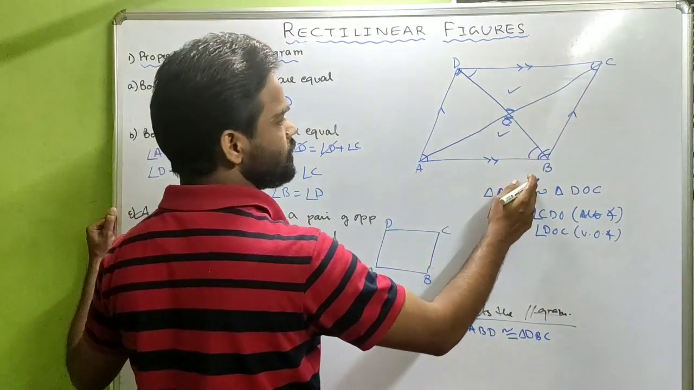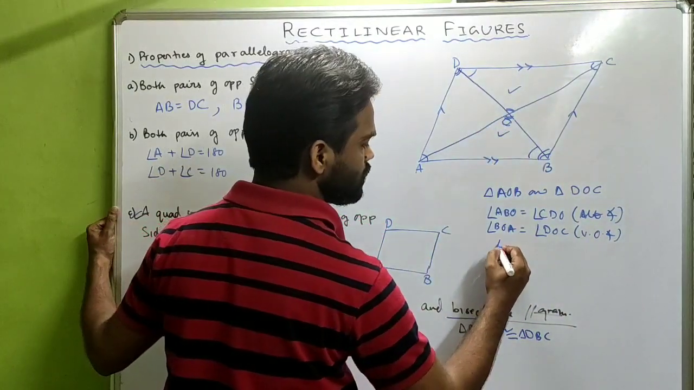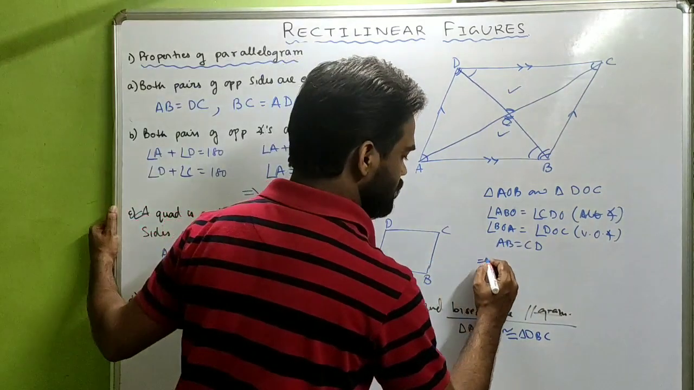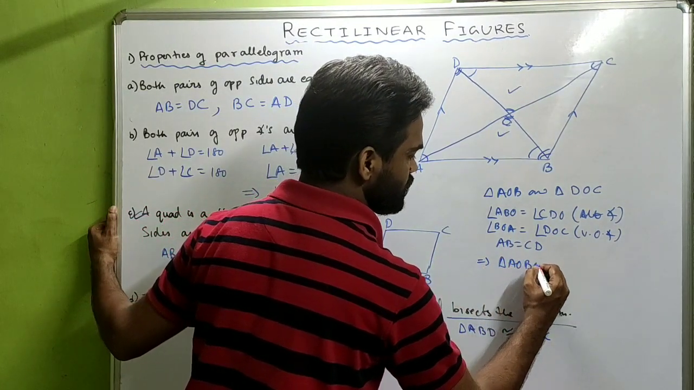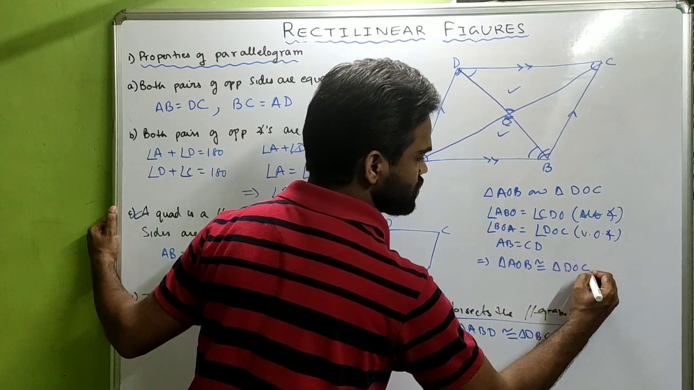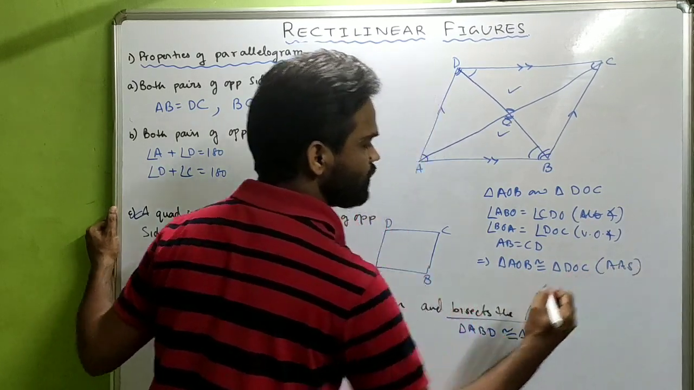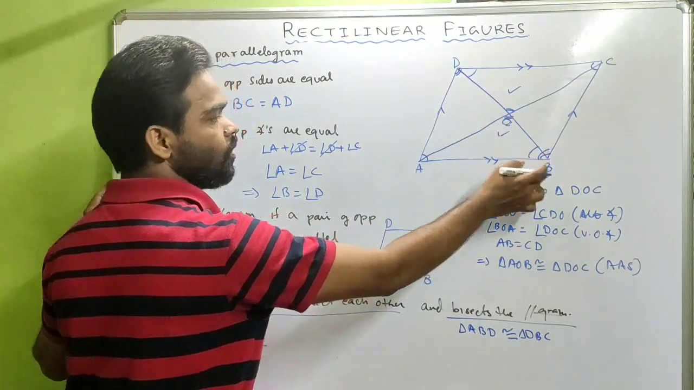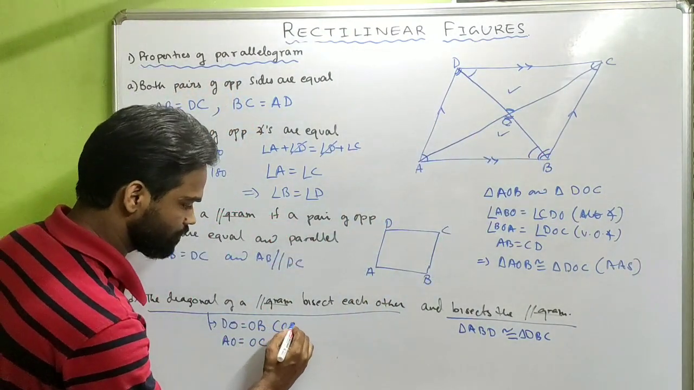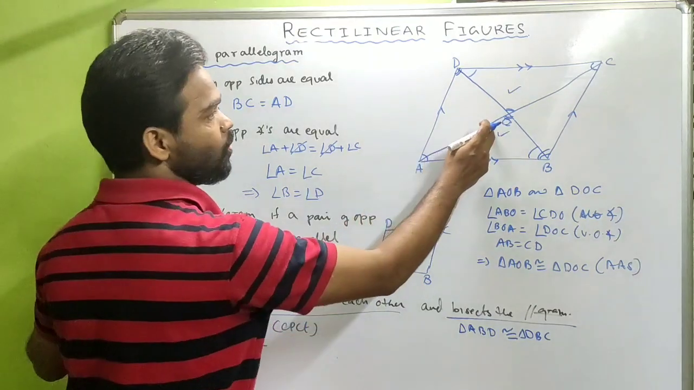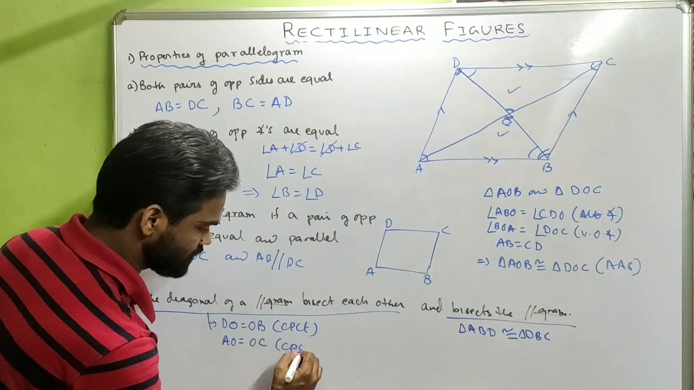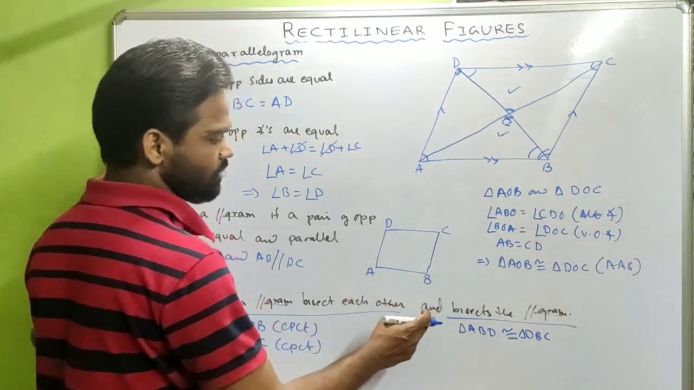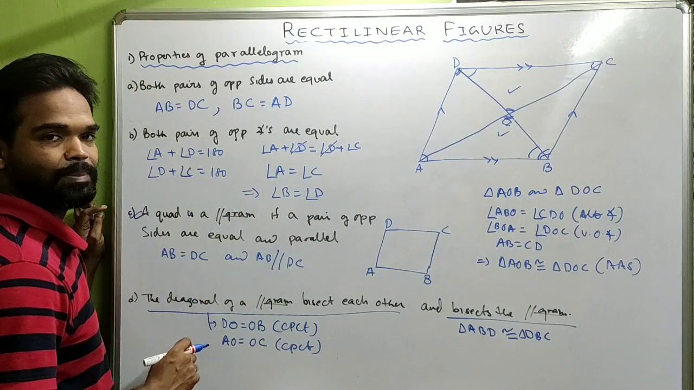And AB is equal to CD. We know this, which means triangle AOB is congruent to triangle DOC, and the reason is angle side angle. And if these two triangles are congruent, we can say that OD is equal to OB by CPCT. Similarly, AO equals OC, and that's CPCT. Done.